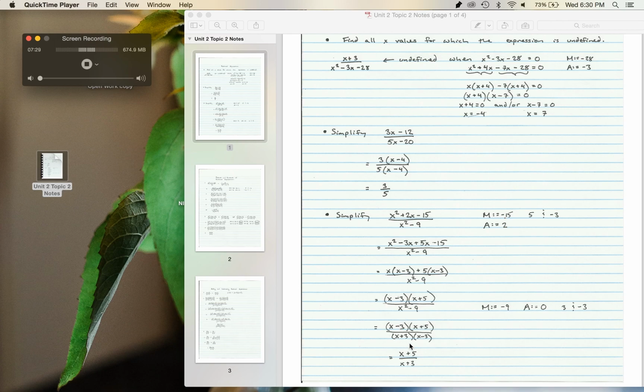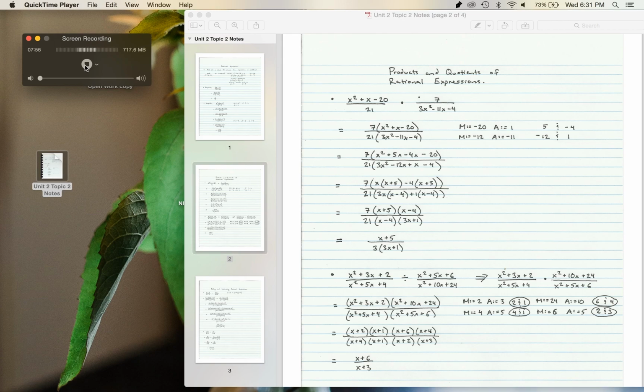I've factored the top and factored the bottom, so I'm going to look for common factors among the top and the bottom. It looks like I have an x minus 3 in both places. This x minus 3 and this x minus 3 will cancel out to equal 1, and I'm left with x plus 5 over x plus 3. That is the simplified version of my rational expression.